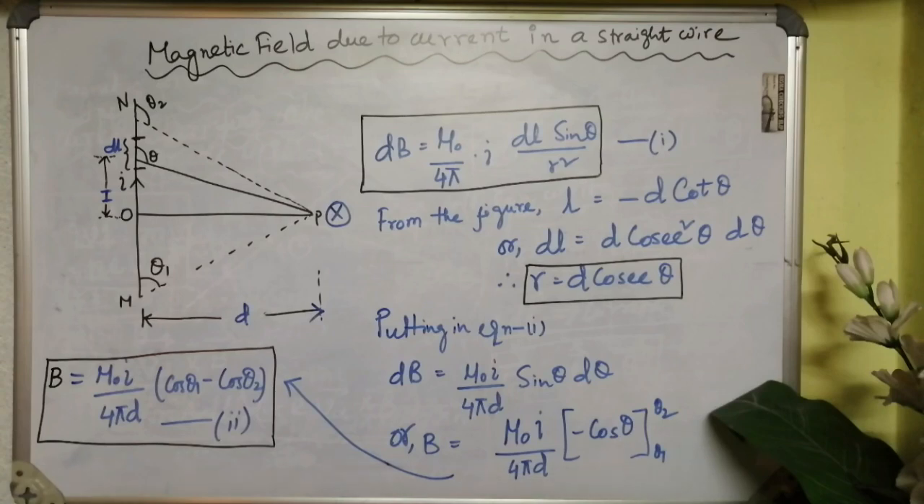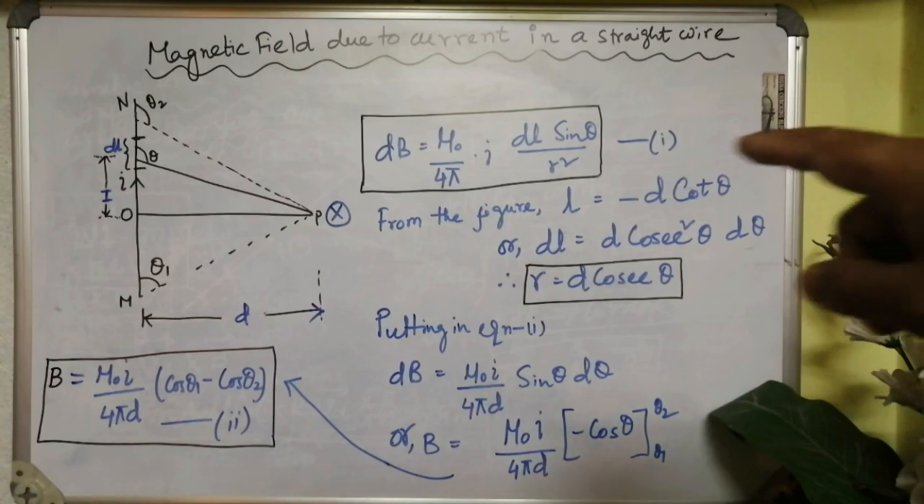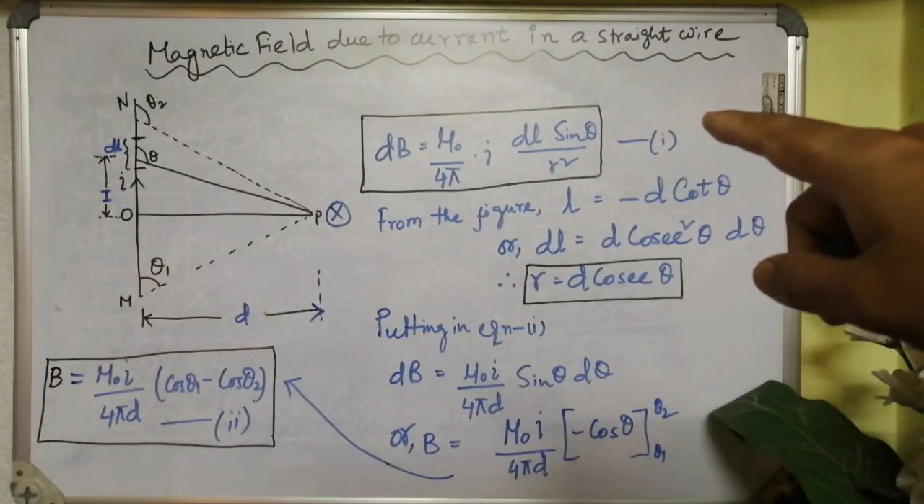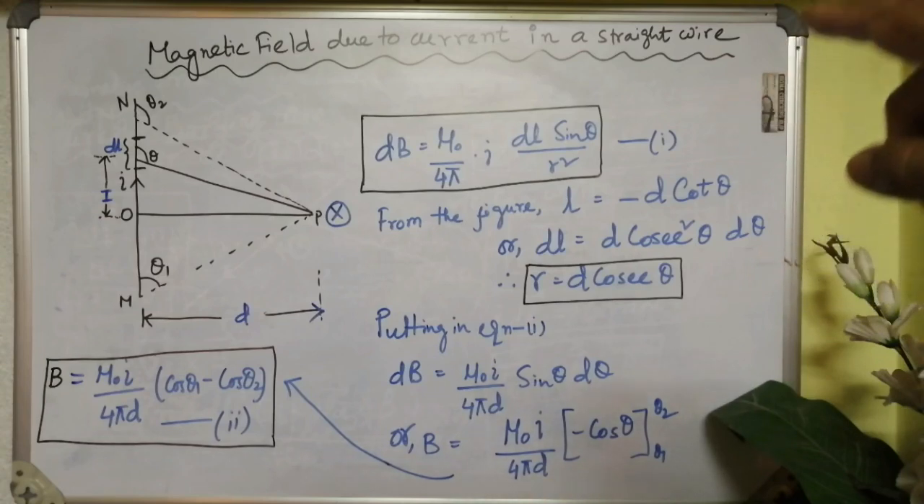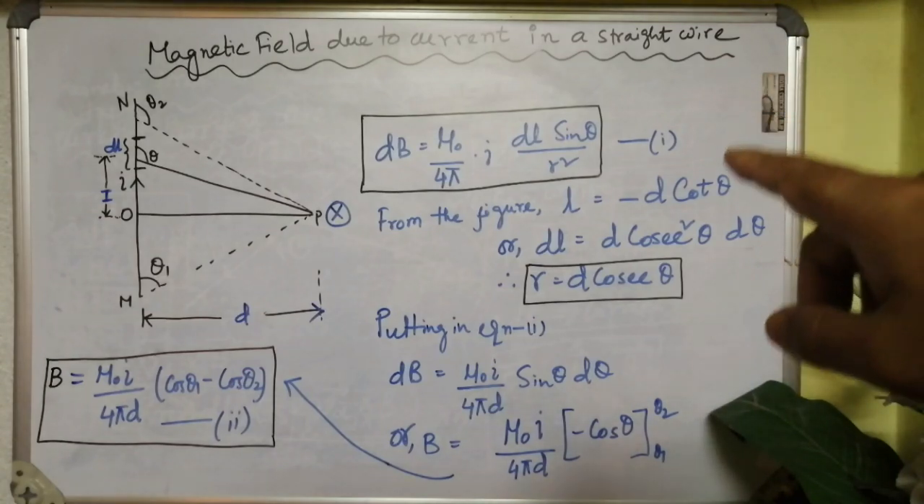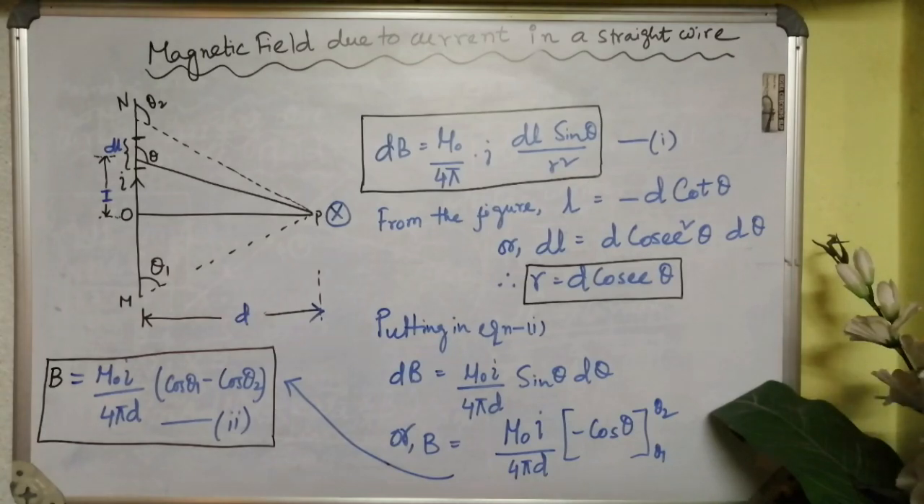Let us consider an element dl of the wire at a distance L from the point O. The vector joining the element dl with the point P is r. Let theta be the angle between dl and r. The magnetic field at P due to the element is given on the board. It is dB equal to mu naught by 4 pi into I dl sin theta by r square. Take it as equation number 1.